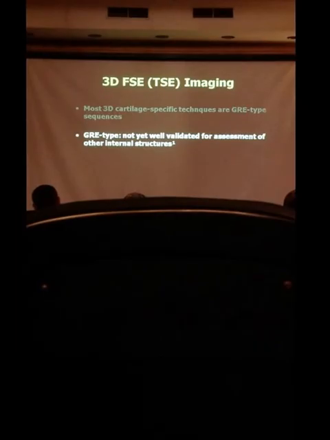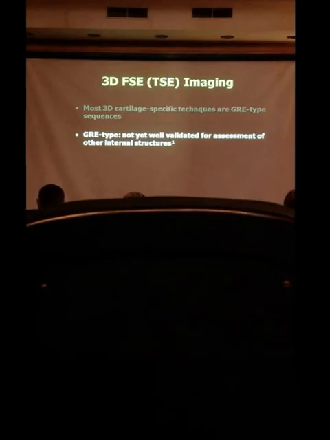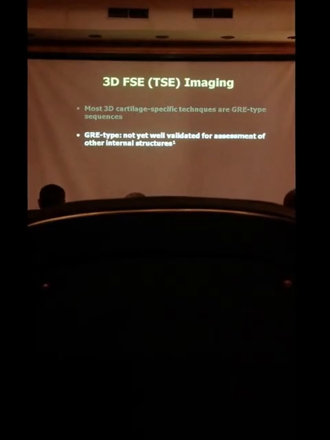Talking now about this fairly recent technique introduced in the literature, which is the three-dimensional fast spin echo or turbo spin echo imaging. As I told you, most dedicated cartilage techniques we have on MRI are gradient echo techniques, and the problem is that these gradient echo techniques cannot replace routine techniques we use for daily clinical purposes, because those sequences are good for cartilage, but they are not good to assess other tissues in the joint, like fibrocartilage, like ligaments, like subchondral bone. They're not good at all.